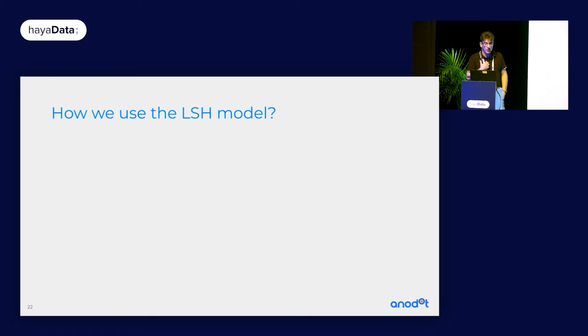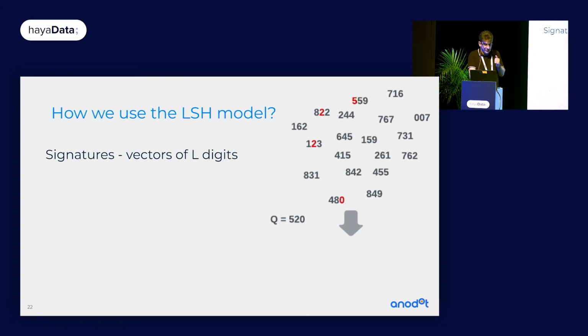Now we understand how we created the LSH model, but how are we going to use it? Each signature is a vector of L digits. Each digit is a bucket number of an LSH model you are randomizing. In our example, we randomized 3 different LSH models, so we have a signature of 3 digits for each vector in our system.